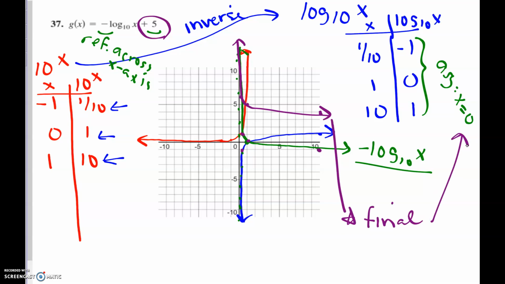The asymptote changes if you have log base 10 of something else being added or subtracted to your x value. If it's +1, then your asymptote will go to the left 1 and be x equals -1. If that is x minus 5, then it's going to the right 5, and your asymptote will be at x equals 5.